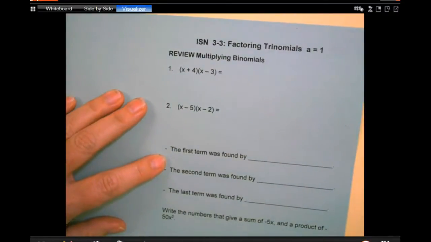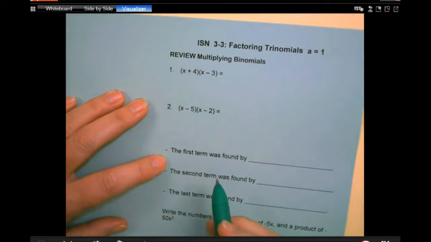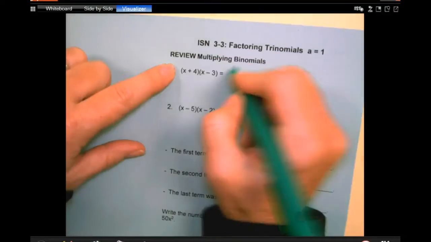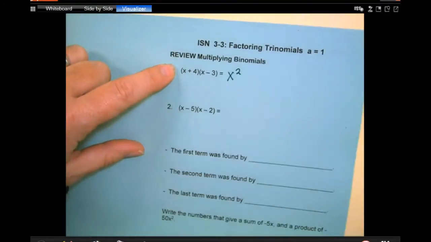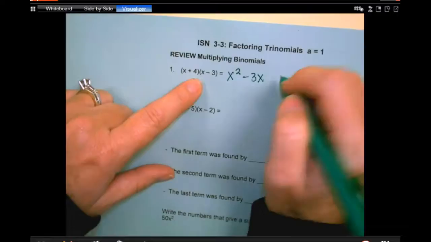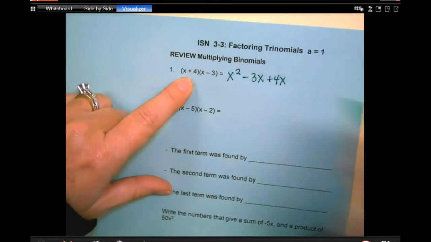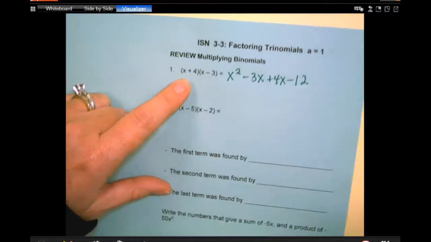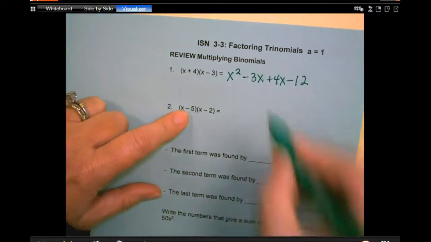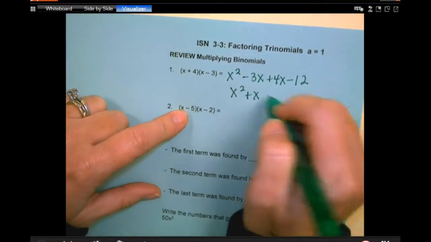Okay, so today we're going to factor trinomials. So let's start. This is a binomial times a binomial. So if I take x times x, I get x squared. X times a minus 3, I get minus 3x. 4x, so I get plus 4x. And then plus 4 times minus 3 is negative 12. And when I combine the middle two, I get x squared plus x minus 12.